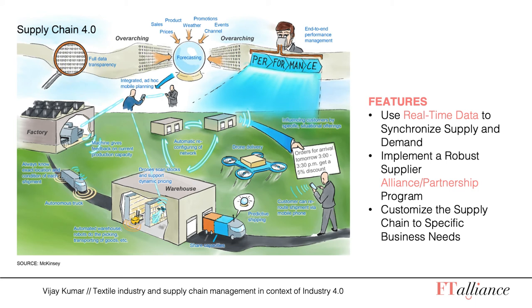So when we talk about this industry 4.0, again the feature probably will be very similar to what we have discussed. So the features of supply chain are the use of real-time data to synchronize supply and demand, implement a robust supplier alliance or partnership program, and customize the supply chain to specific business needs.